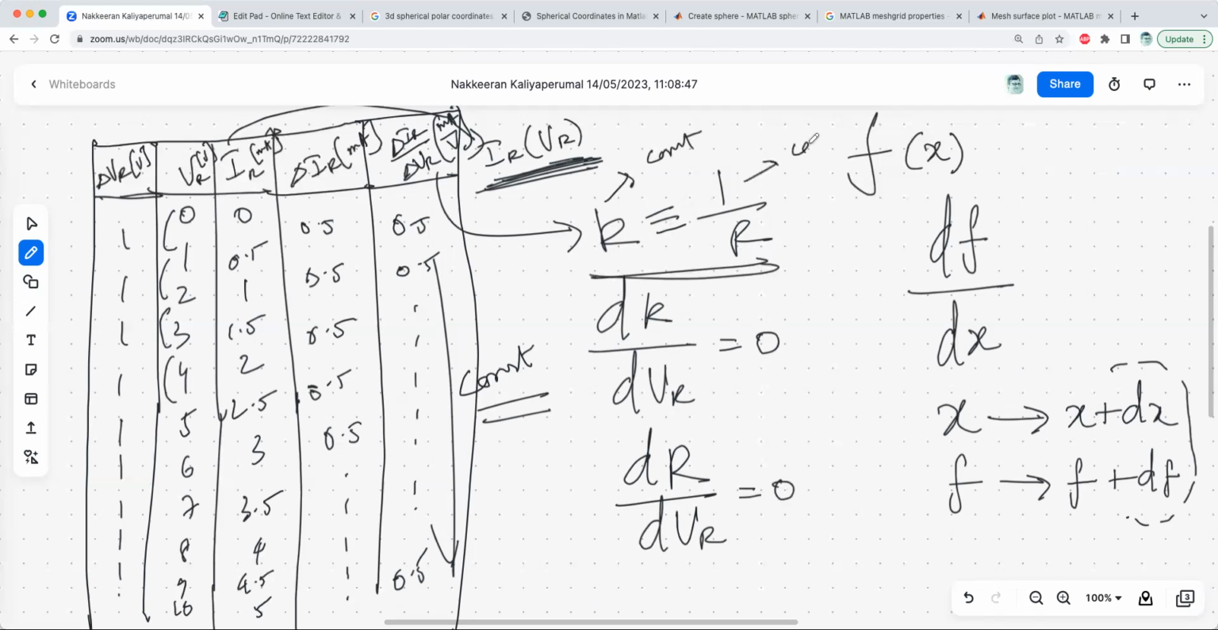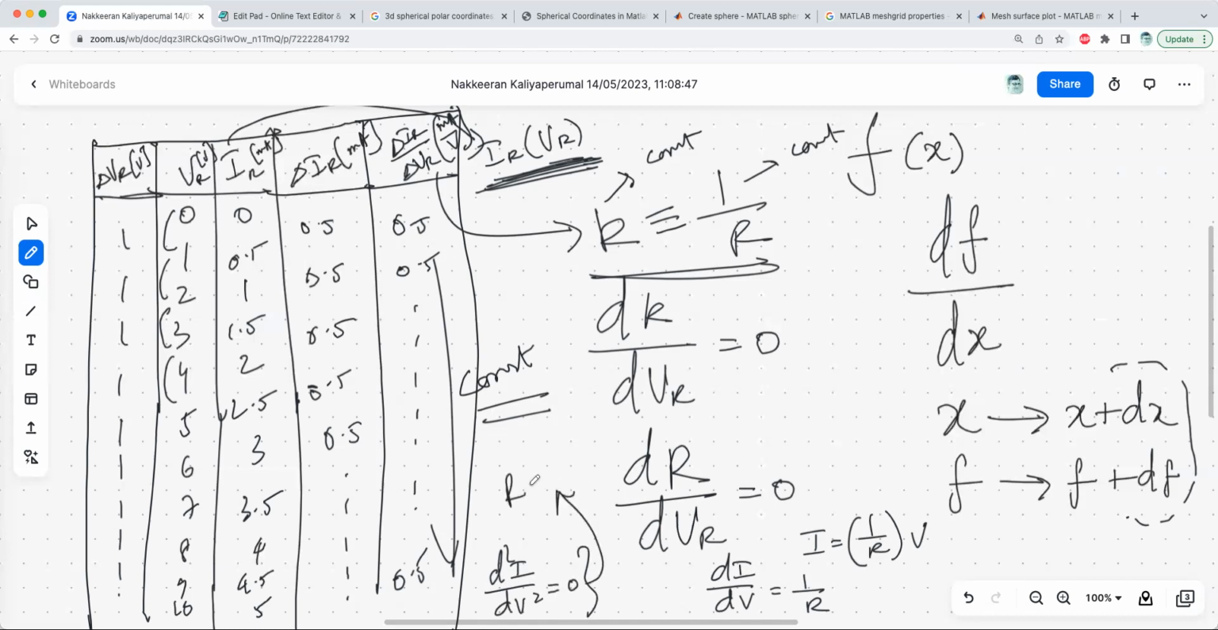So that will pop up even in the equation we derived. We derived I is equal to 1 over R multiplied by V. Is it clear? If you find dI by dV, calculus-wise, you will get the answer 1 over R. And if you go for d square I by dV square, it will be 0. This means our R is a constant. So this is how the analysis goes.